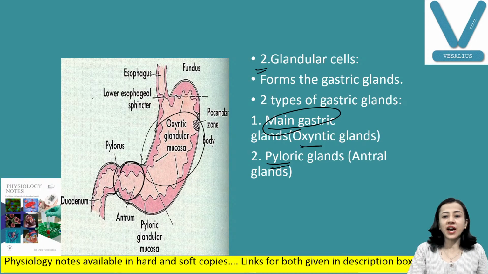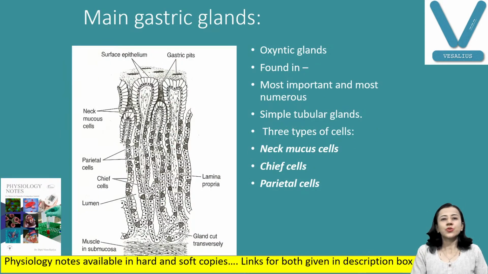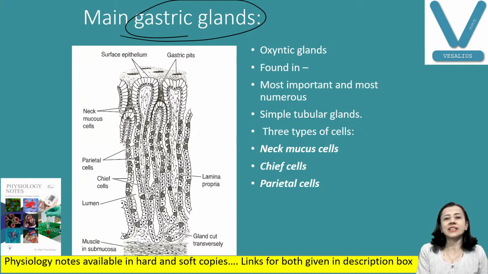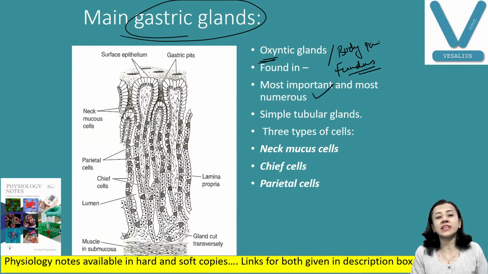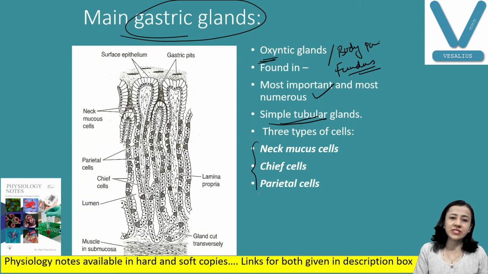Now we discuss which are the cells in the gland. You can see, in the stomach most of the glands are gastric glands, also known as oxyntic glands, the glands present in the body part. They are found mainly in the body and fundus. These are the most important and most abundant in the stomach. These are simple tubular glands, and we have discussed three types of cells.